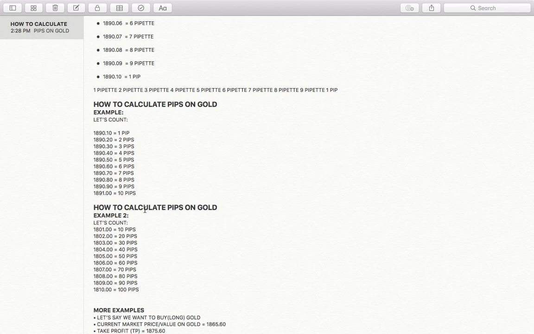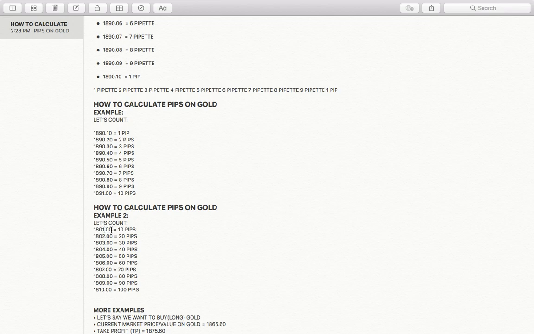We're going to show you guys how you actually calculate the profit, and to set a stop loss with this, for people who are trading gold. So how do you calculate pips on gold? Example, let's count. When you say this 1801, this is actually 10 pips. Can you see? 1802. Remember we said this is 1 pipette and the other one here is 1 pip. Here now is 10 pips.